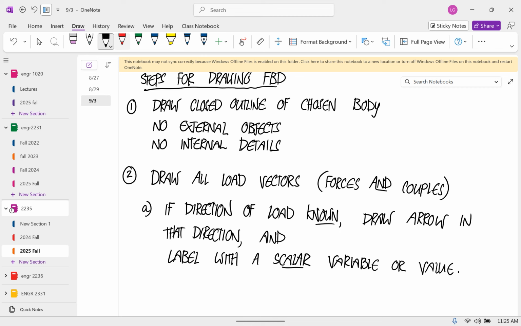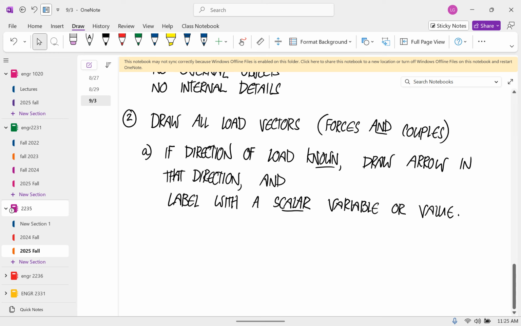So if you know the direction of a force, then the only thing you don't know is how long the force is. You know everything else about it. And so you represent what you don't know about it with just a single value, a single variable like R, F or something. It's not a vector. You only have one unknown.